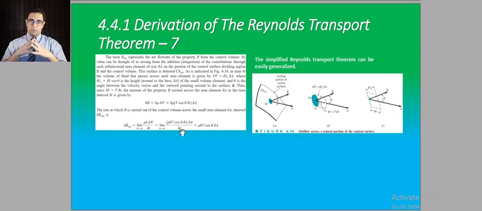Having the time derivative, we can have the time rate of change of parameter b in the corresponding system. If we multiply it by cosine theta, we can have the total complete equation as this: rho V cosine theta delta A.